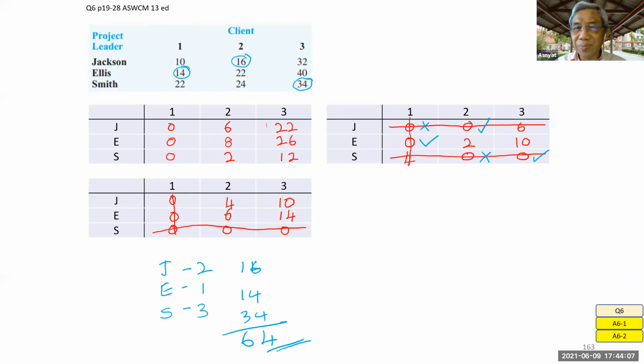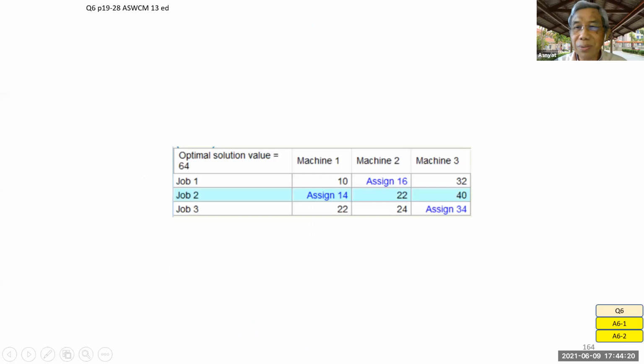Okay. Now which one to do? I was worried we don't have sufficient time. Okay, we do simulation first.